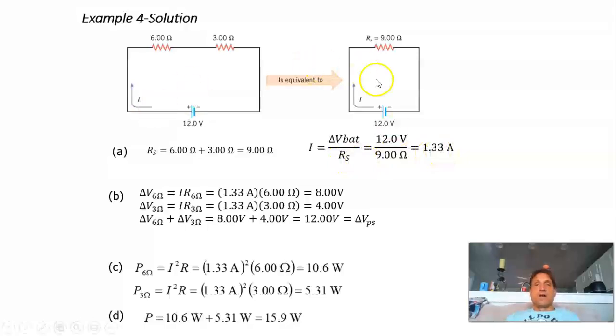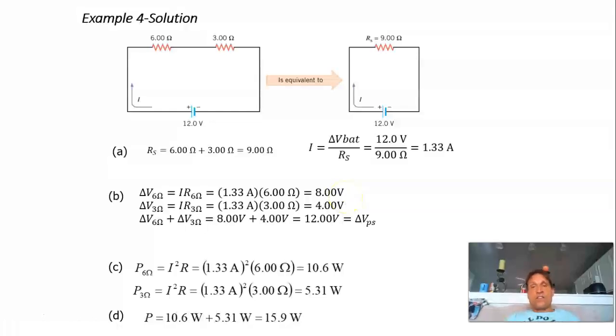Once we know the current, it's the same in both. We can multiply by the resistance and get the voltage drops across both. 8 volts is dropped by the 6 ohm resistor. 4 volts is dropped by the 3 ohm resistor. And so now we have the potential differences.